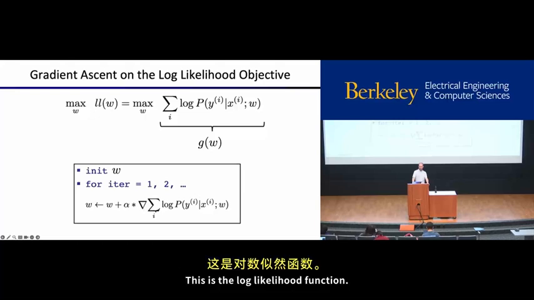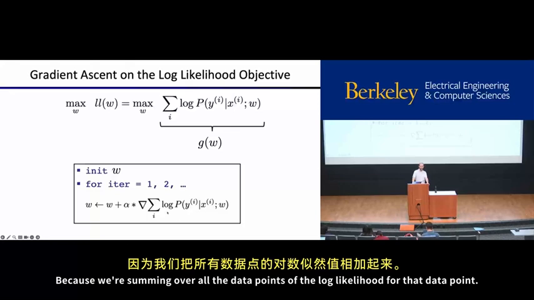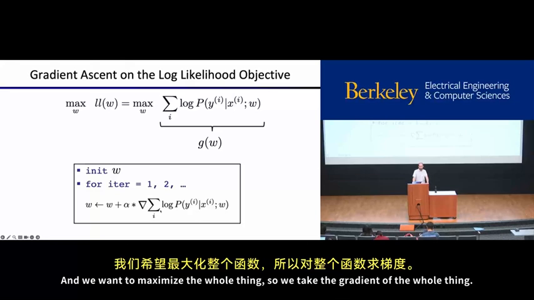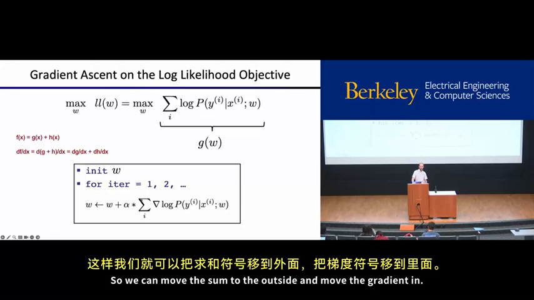This is the log likelihood function, this is the log likelihood of the whole data set, because we're summing over all the data points of the log likelihood for that data point. And we want to maximize the whole thing, so we take the gradient of the whole thing. And what that's equivalent to, for the reason I just showed, is switching these. So we can move the sum to the outside and move the gradient in.